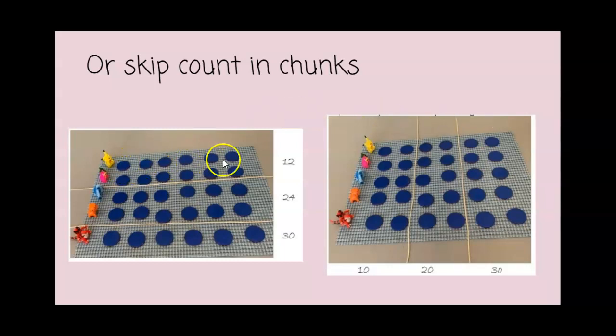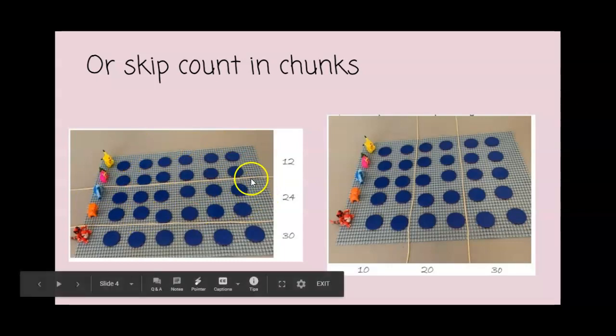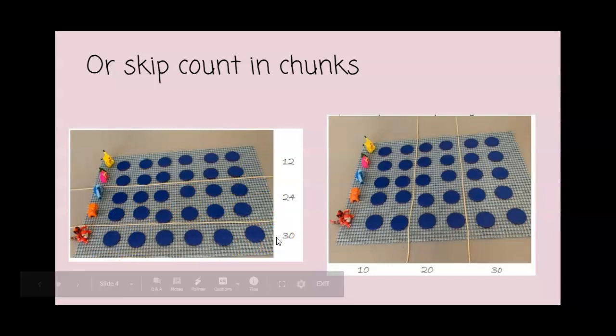Or this example here, I've broken them into rows of 6, and I know that 2 6s are 12. So I've got one group with 2 6s is 12, another group with 2 6s is 12, and then I've got 6 more. So I can add them up that way.